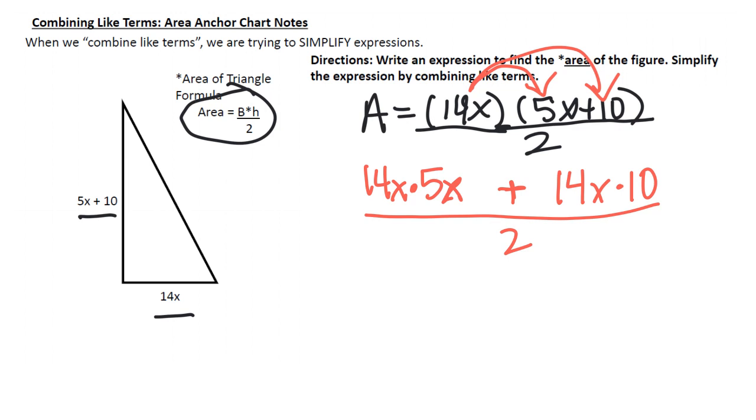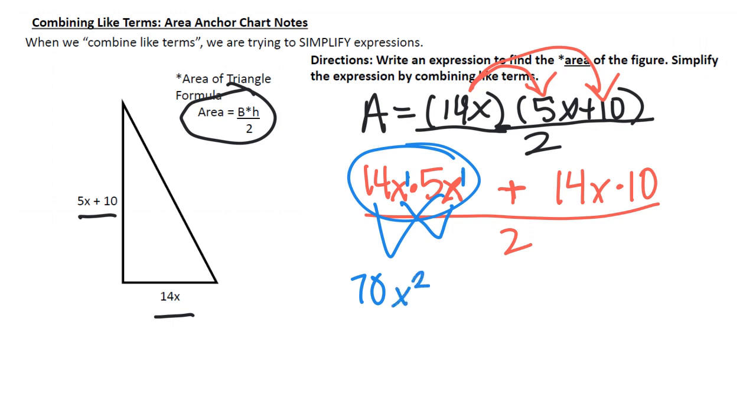So let's start first with the 14x times the 5x right here. So again, first multiply the two numbers. 14 times 5 is going to give me 70. And then, of course, I still have to multiply the x times x. And again, according to the product rule, if this has a degree of 1, this has also a degree of 1, I can go ahead and add those two exponents. So that ends up being x to the power of 2.